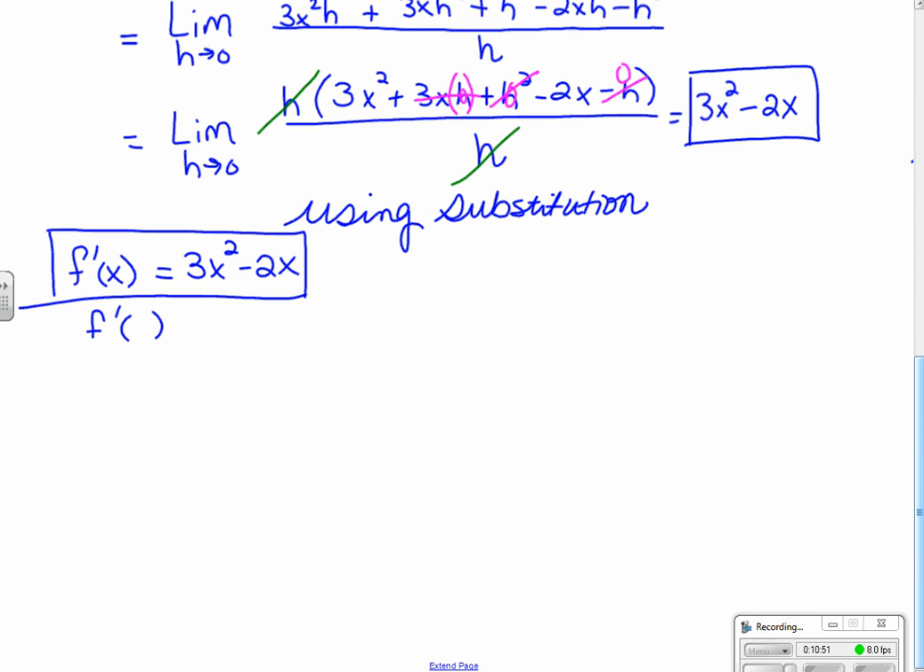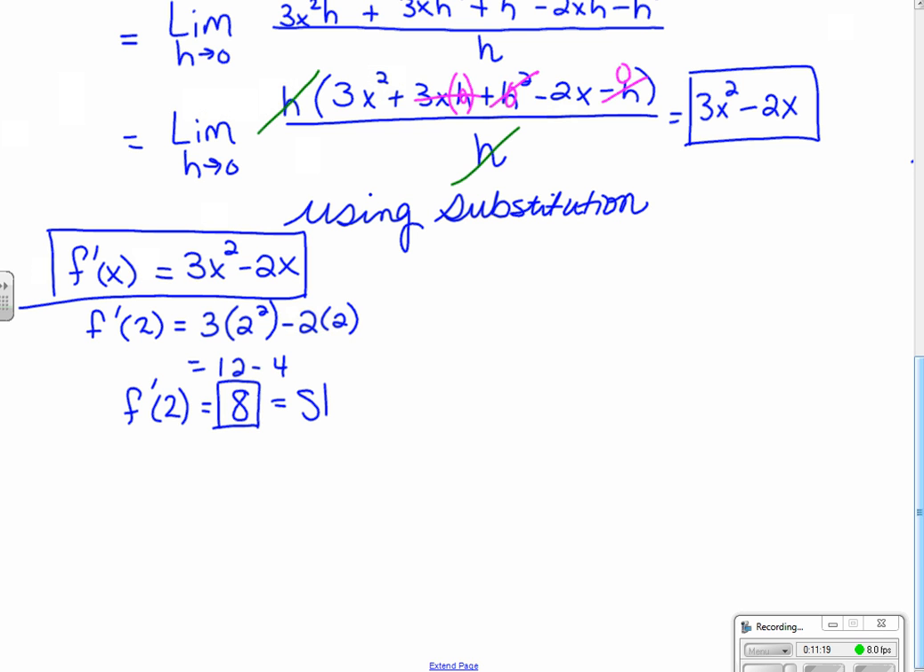So, notice how this is a function. Function evaluated at x. Now I want to take my derivative function evaluated at 2, and I'm going to have 3 times 2 squared minus 2 times 2. That turns out to be 4 times 3 is 12 minus 4. We have a slope of 8. F prime at the point 2 gives us a slope of 8. Let's just write that beside it.